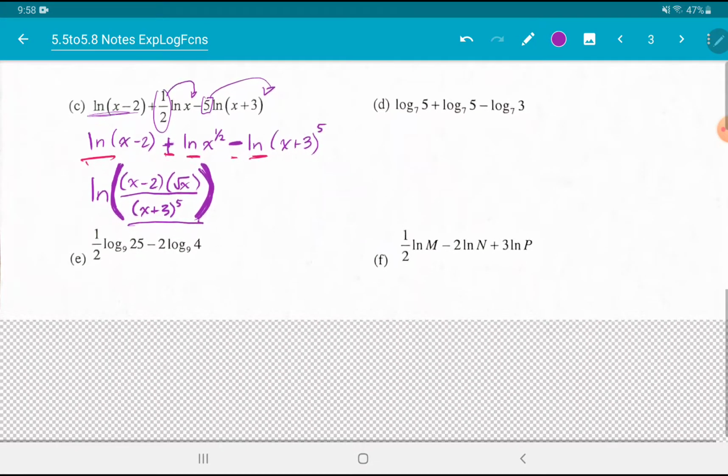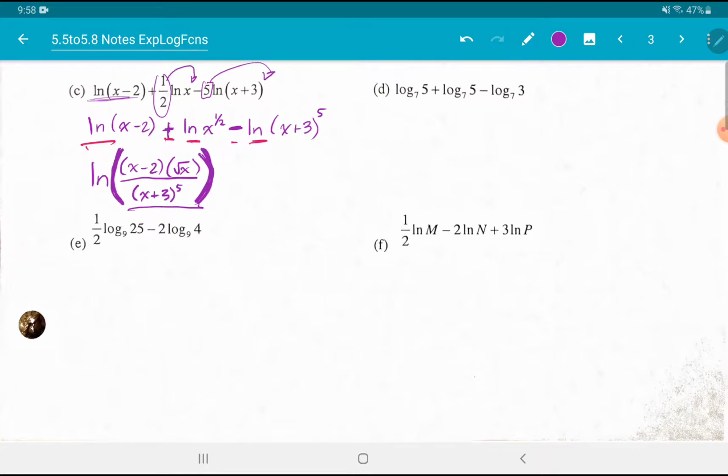All right, let's do one more. Let's take a look at f, since that is the last one there. Again, we see a coefficient. What we can do is bring it up. So this is the same as ln of m to the half power. Oh, wait a minute. This is very similar to c. Oh, they're all kind of similar to each other. Oh, well, let's just keep going.